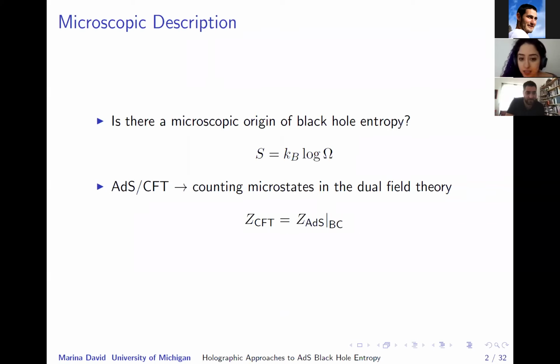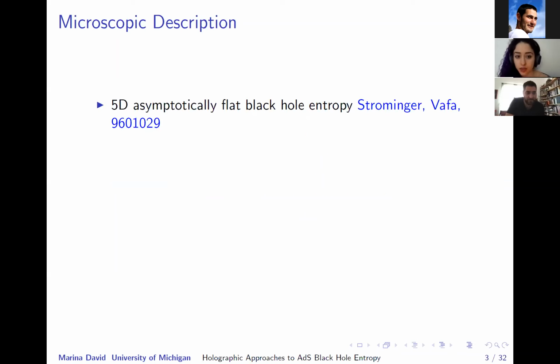Holography has given us a very clear computational path to answer some questions, including understanding how to relate the microscopic and macroscopic origin of black hole entropy. So our story starts back in '96 with Strominger and Vafa, who successfully computed the entropy of an asymptotically flat black hole.